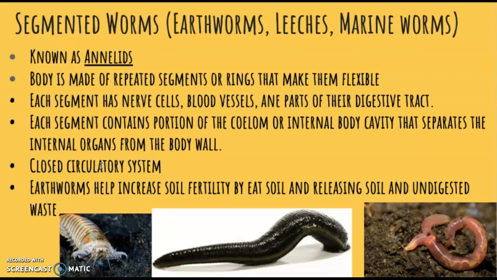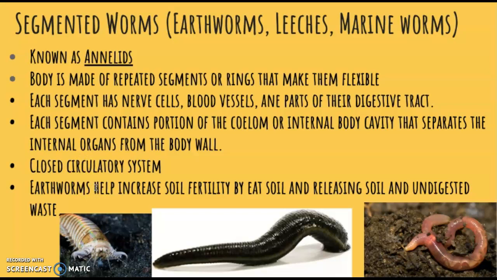We looked at flatworms and roundworms yesterday. Today we're looking at segmented worms, things such as earthworms, leeches, and marine worms. The phylum is known as annelids. The bodies are made of segments that are repeating or rings, and these make them flexible when they move. Each of the segments has nerve cells to help them sense their environments, blood vessels, and parts of the digestive tract. They also have something called a coelom, which separates the internal body cavity from the outer body wall. They usually have a closed circulatory system, which means they have blood vessels running the length of their body to help carry nutrients and oxygen to the cells and carry away the waste products.